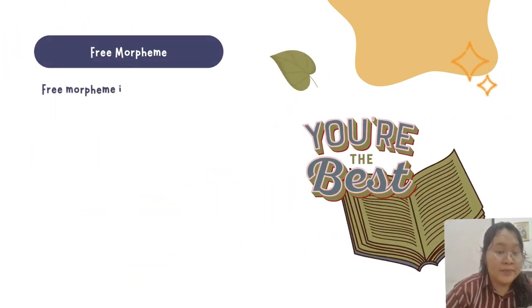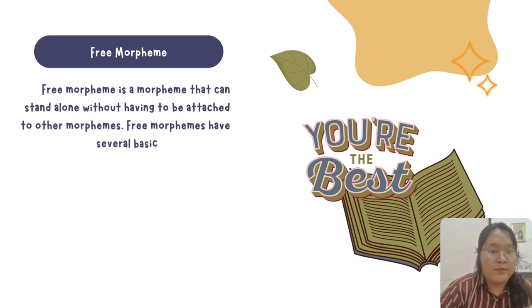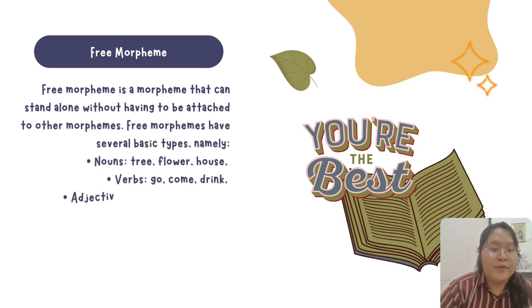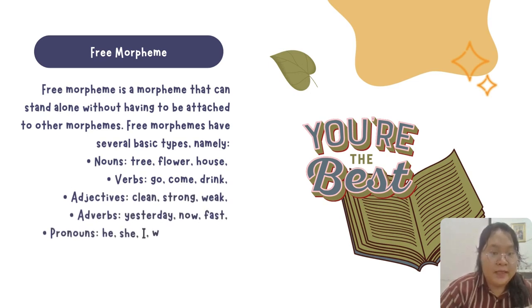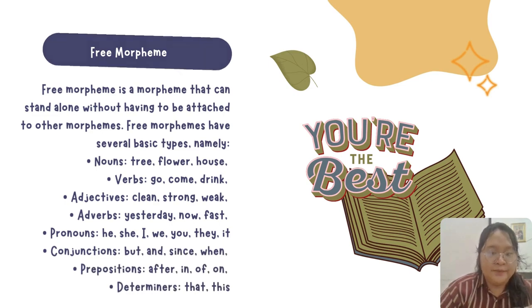A morpheme is a unit in a language, the minimal distinctive unit of grammar. In morphemes, we're talking about free morphemes and bound morphemes. Free morphemes are lexical and functional. A free morpheme is a morpheme that can stand alone without having to be attached to other morphemes. They have several basic types like noun, verb, adjective, adverb, pronouns, conjunction, preposition, and determiners.